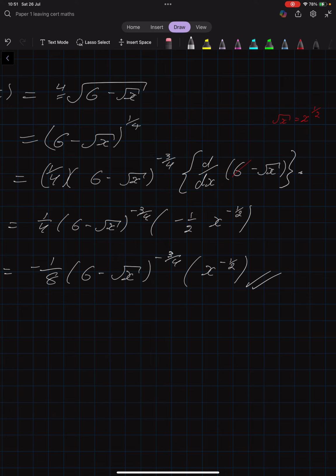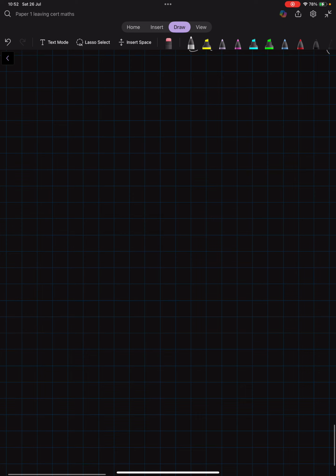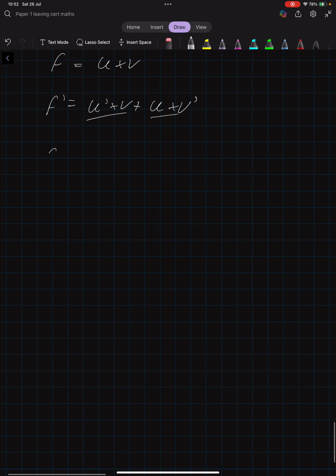Now, next thing is the product and the quotient rule. Okay? So the product rule basically says that if you have f is equal to u times v, then f prime is equal to u prime times v plus u times v prime. So basically you differentiate one first and then differentiate the other. That's it. An example of this would be f equals x squared, because that's x multiplied by x.